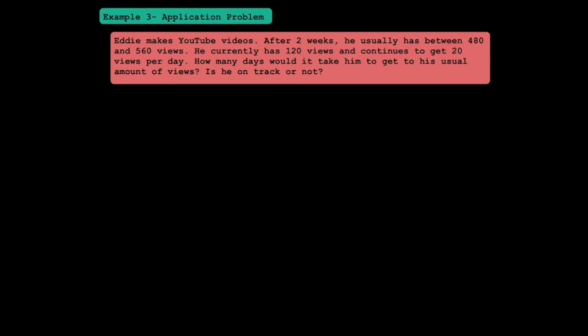Here in example 3, we have an application word problem. My goal is to help you understand how you can use all the algebra you were just practicing to solve a more realistic and understandable problem. Let's apply our understanding of compound inequalities to solve this problem.